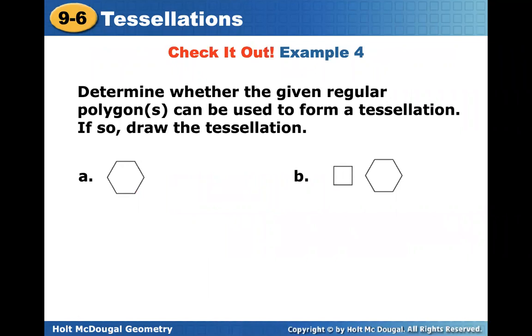Determine whether the given regular polygons can be used to form a tessellation. If so, draw the tessellation. So look at A and B, come up with their angle measures. Do they go into 360? Can we make a tessellation out of these? And if you can, draw the tessellation. I'll give you a couple of minutes to do those.